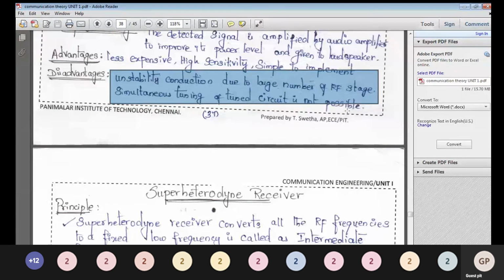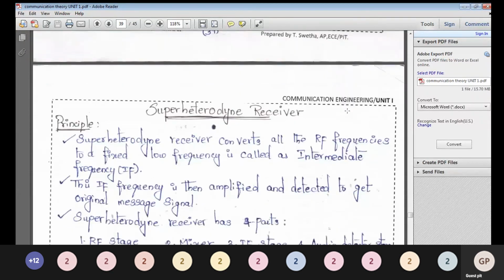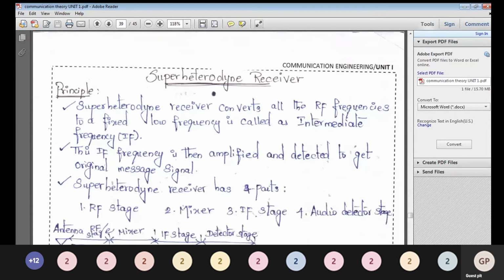The tuning of amplifiers to one particular frequency is a problem. If we have 100 frequencies, it is practically possible, because designing 100 sets of amplifiers or receiver blocks is okay. But for 1000 or 1 lakh RF stages, what will happen? It's not possible. So the simple design is not possible for a large number of frequencies. That is a drawback of the previous method.